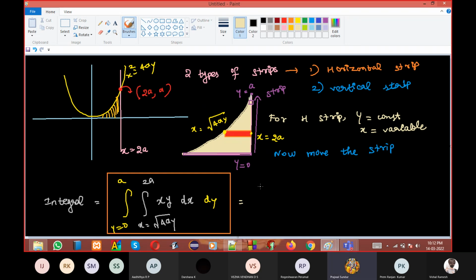This is the visualization, that's it. So y into x squared by 2. You will get x squared by 2, which means you will get 4a squared minus 4ay. This will integrate from 0 to a. Do the integration. Tell me, all of you are clear with this? This is how you write limits.